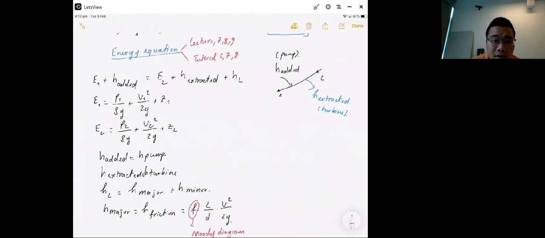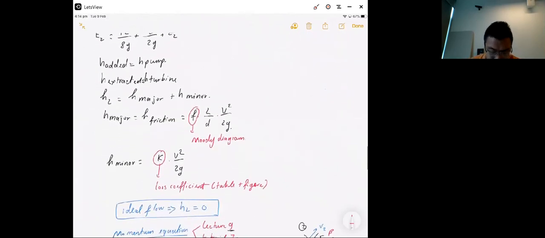Added energy is when you add more energy to the fluid flow between 1 and 2. For example, if between 1 and 2 we have a pump, E added will be equal to E pump. Similarly for extracted: if between 1 and 2 we use a part of the energy, for example for a turbine, then extracted will be equal to E turbine.